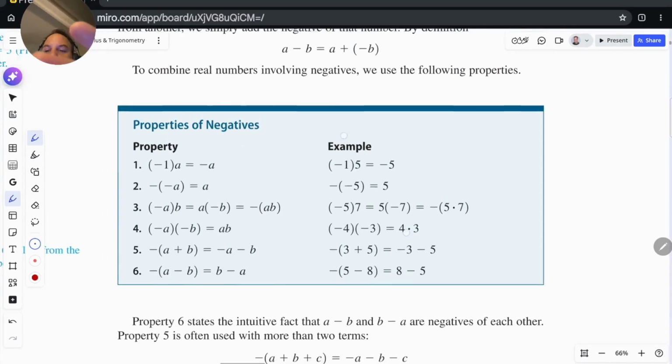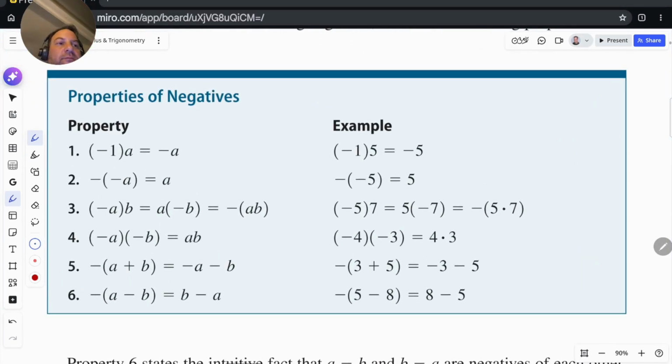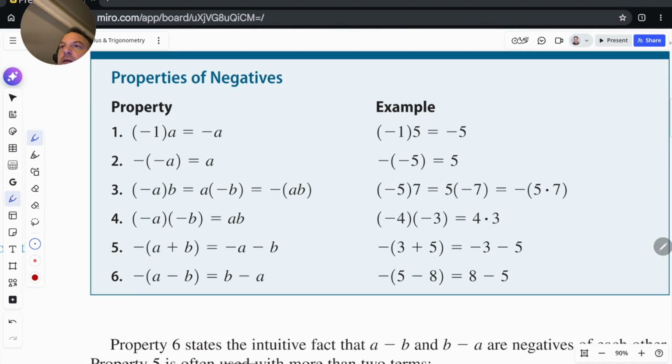Here's a nice visual for those properties of negatives. Let's quickly go through each one. Property 1: negative 1 times a equals negative a. So multiplying by negative 1 is the same as taking the negative. Here's our example. Property 2: negative negative a is equal to positive a, like negative negative 5 is equal to 5. So the negative of a negative is a positive. Negation of a negation goes back to positive.